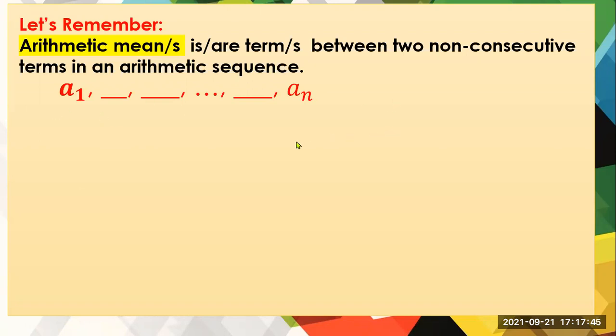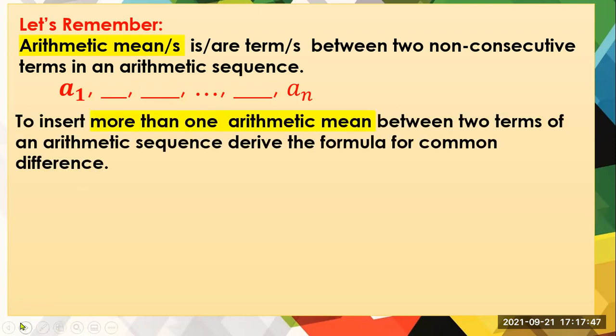Okay, so what you're going to do there is to use the formula or derive the formula for the common difference. So how is that? Why do we need to get the common difference? Because that common difference will be added from the first term to get the second term, and that common difference will be added to the second term to get the third term until you reach your last term. Okay, so let's derive the formula for the common difference. I hope you know how to derive a formula.